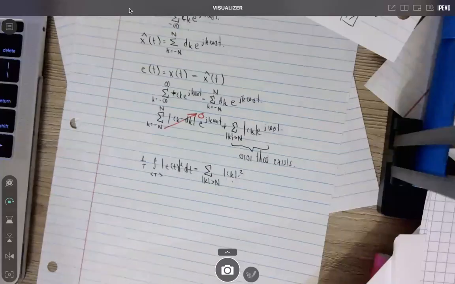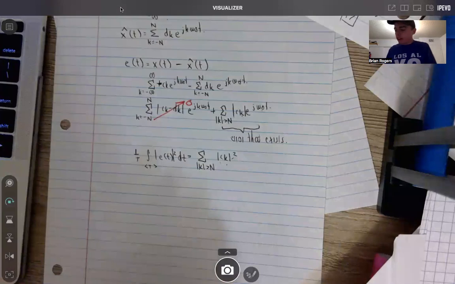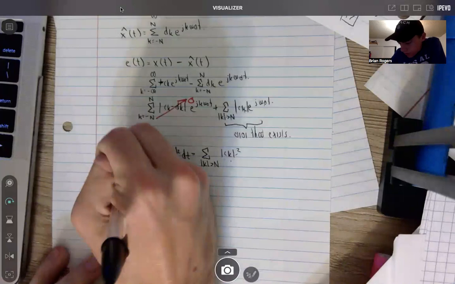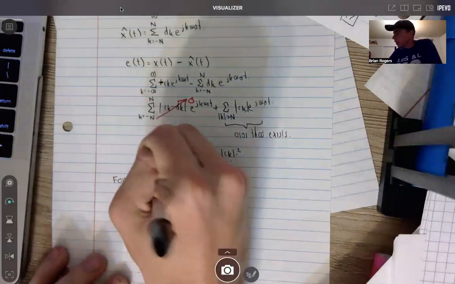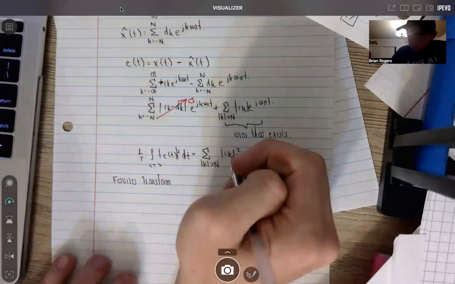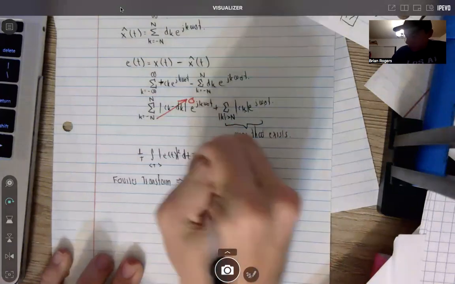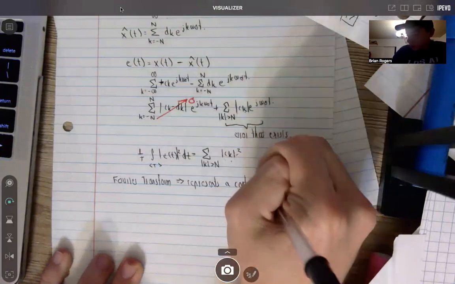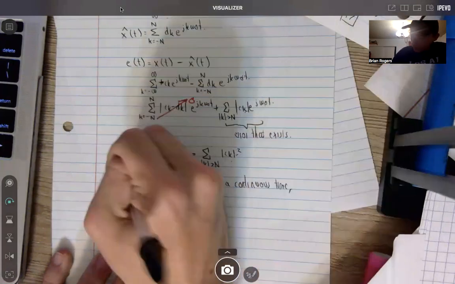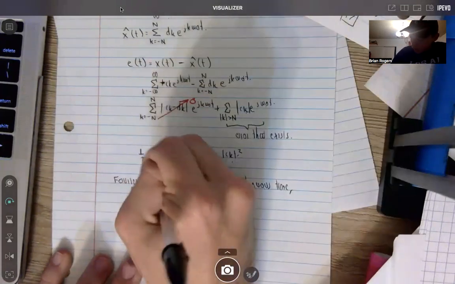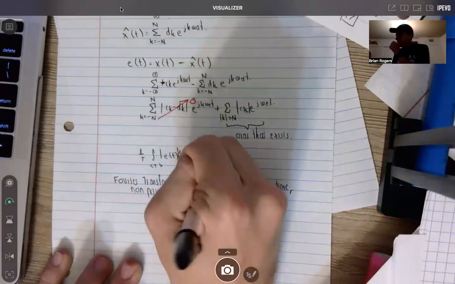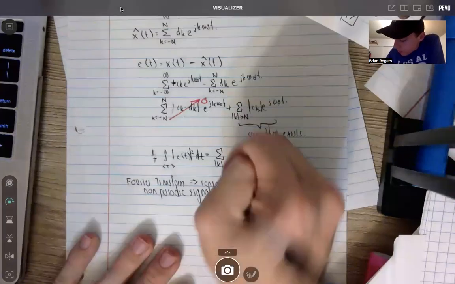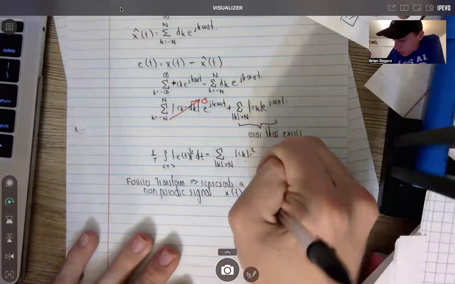Okay, so we're going to talk about the Fourier transform. And so the Fourier transform, what is it? It basically represents a continuous time non-periodic signal in the frequency domain, so x of t, frequency domain.